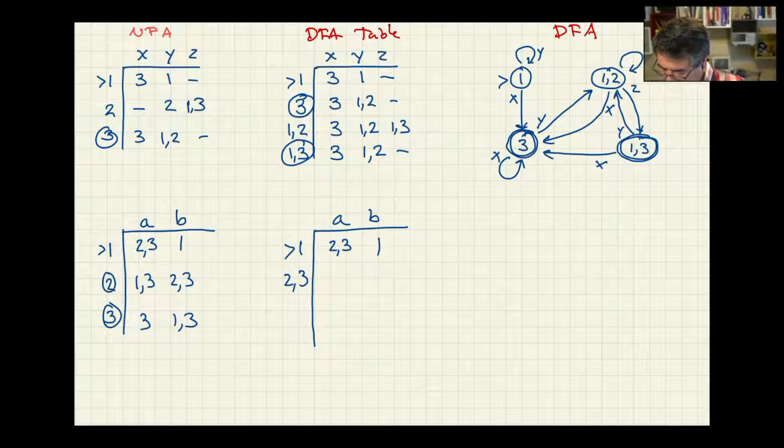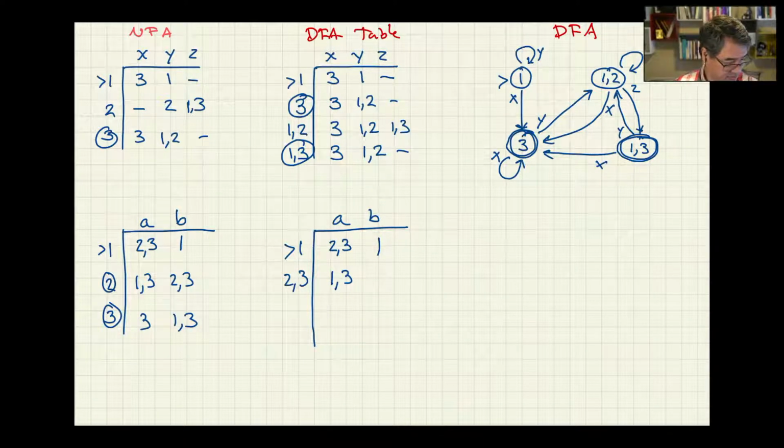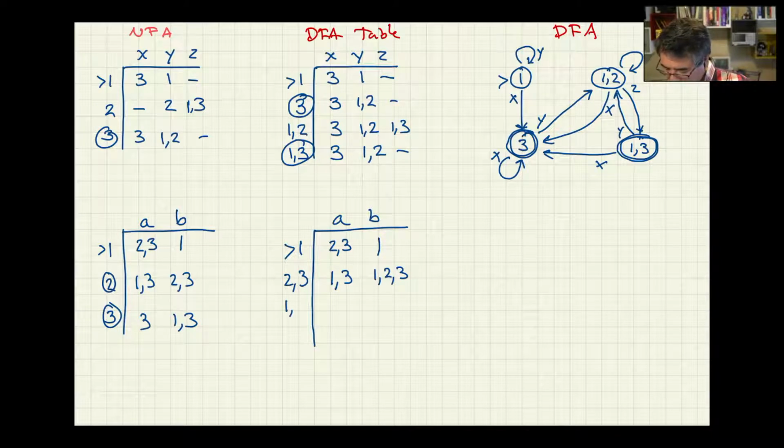Okay, for A, it'll be 1, 3. And for B, it'll be 1, 2. Actually, let me see here. I'm just looking at what the answers here are. So for B, if we're on 2 and 3, and we're doing a B, we're going to combine all these together. And I see 1, 2, 3. And then we just added 2 new states to this.